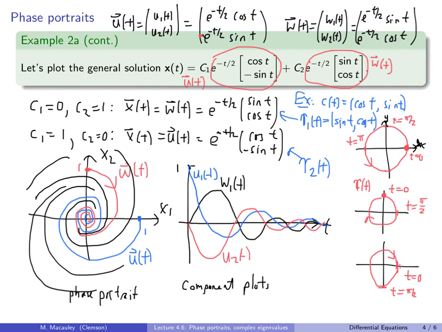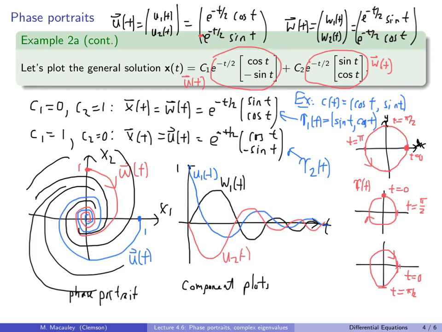Think about this. The u1 is a cosine wave that is killed by an exponential. A cosine wave normally looks like this, but if it gets killed by an exponential, it's going to die off quickly and look like that. And u2 is a negative sine wave. Normally that would look like this, but it's getting killed off by an exponential, so it looks like this. So think about what these things mean in terms of here.